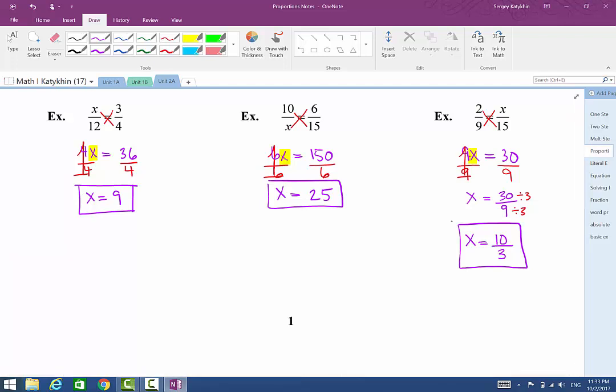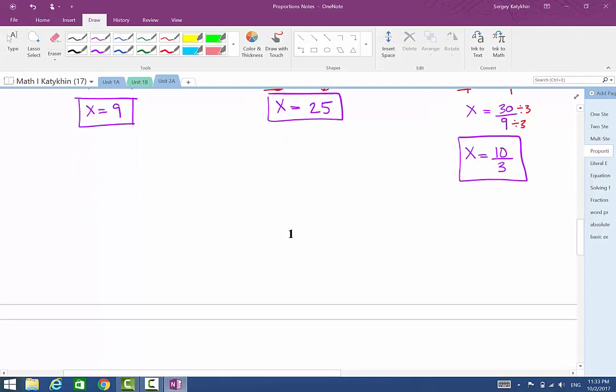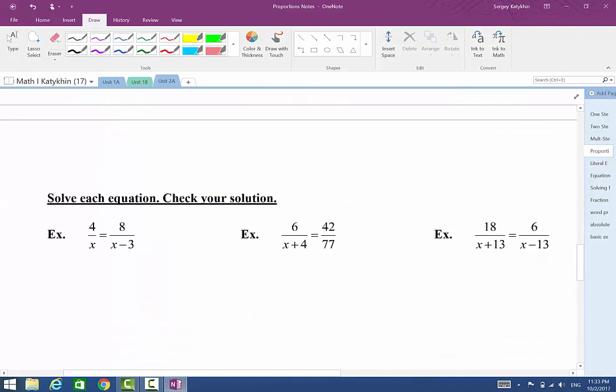However, remember that I would not be able to leave my answer as 30 divided by 9 because that is not simplified. Now, if you wanted to leave it as a mixed number, you can as well. That will give you 3 and 1/3. You can also work through and divide that, which will give you 3.333, repeating 3s, if you want to leave it as a decimal.